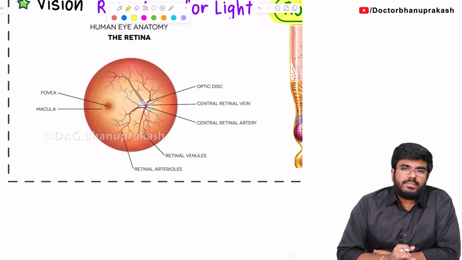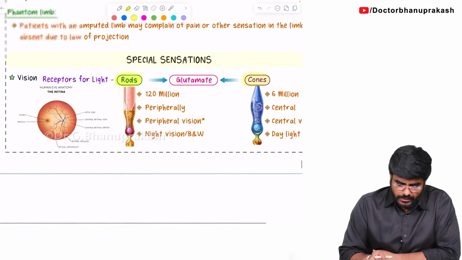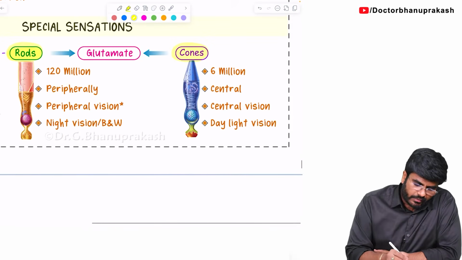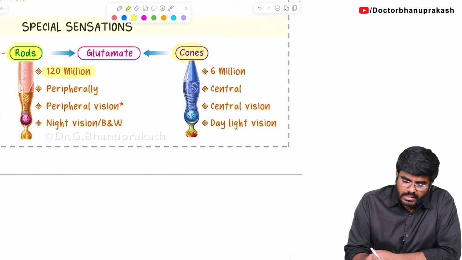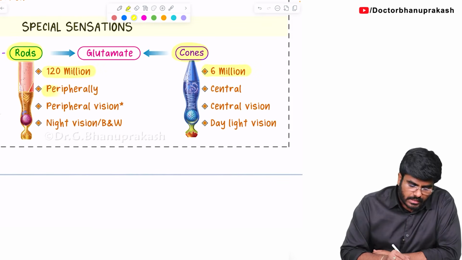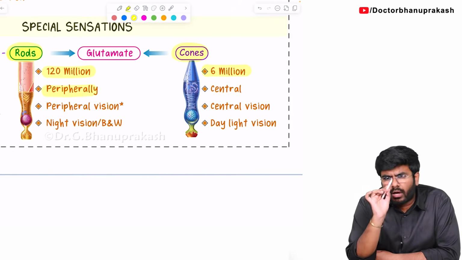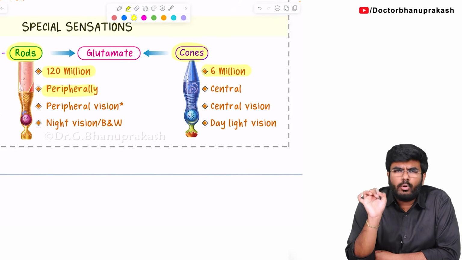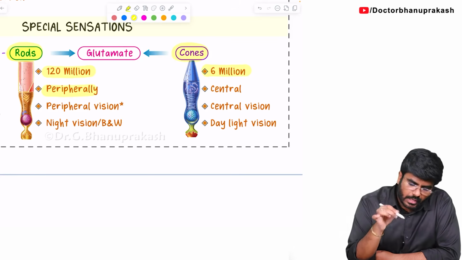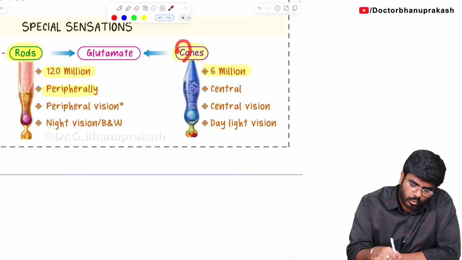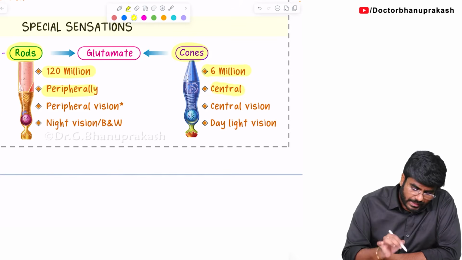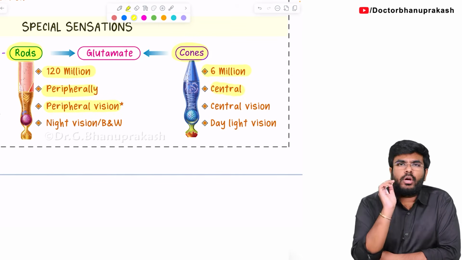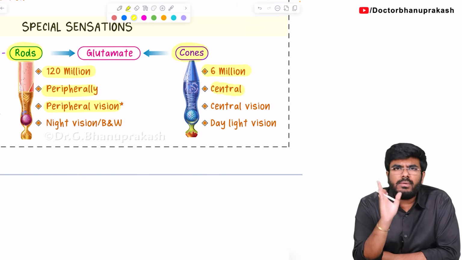But there are certain differences between these rods and cones. What are they? Rods are more in number, 120 million. Cones are less in number, 6 million. Rods are more peripherally located in the retina. They are located more in the peripheral regions of the retina. Cones, C for C. Always remember, cones are centrally located. Rods help in peripheral vision, not the central sharp vision, but the peripheral vision.